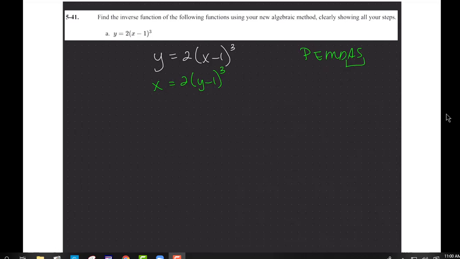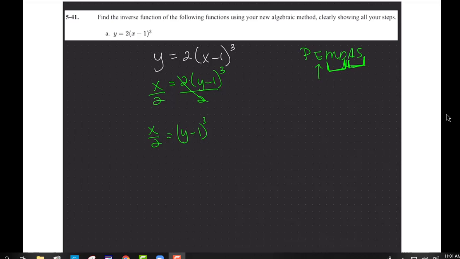So is there really anything we can add and subtract to the other side right now? No, because that's in the parentheses with the exponent on there, right? So then we're going to go to multiplying and dividing, because we're going backwards. Is there anything that I can multiply or divide both sides by? 2. Yeah, because that's technically multiplied, right? So we're going to divide by 2 first. So we get x over 2 equals (y minus 1) to the third.